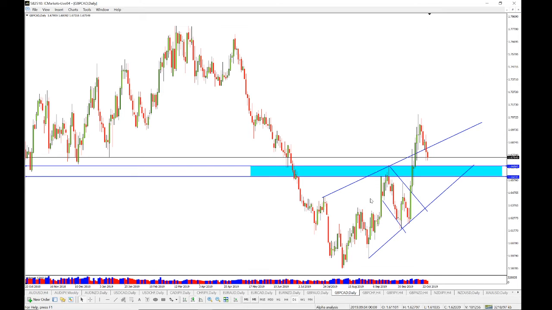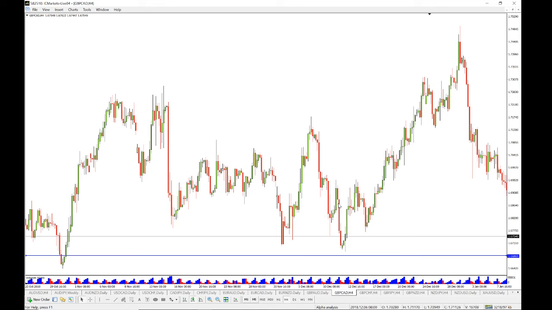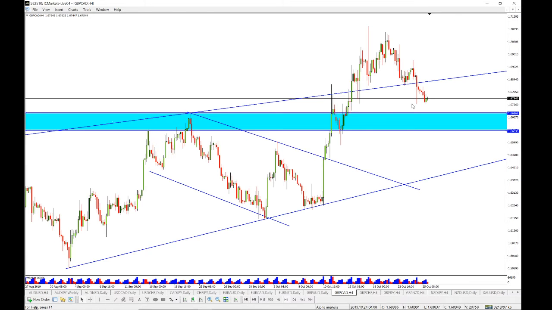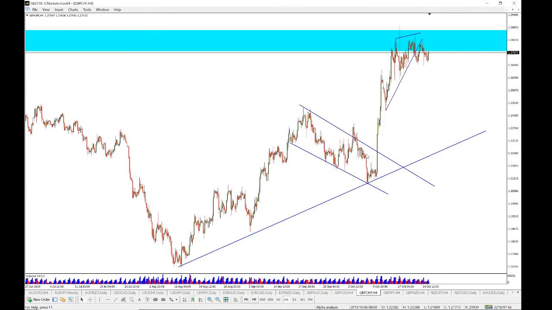Same story exactly with GBP CAD. I don't have to explain it again. Look at that. It's giving the same scenario. Retracement, impulse. Now retracement. Probably going to go impulse again as soon as it breaks out.